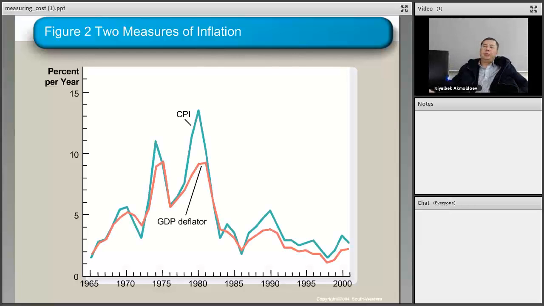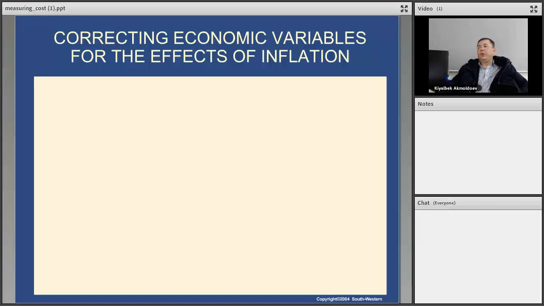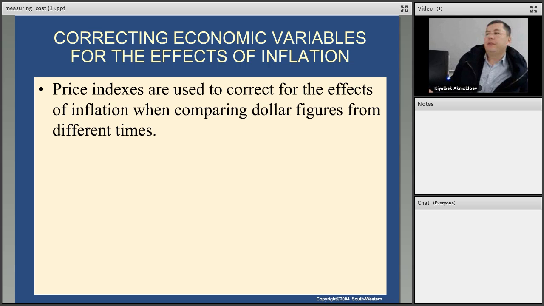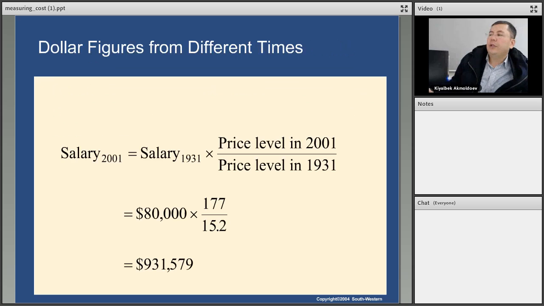We see that CPI is more dominant than GDP deflator because CPI is bought mostly from the people. Now, correcting the economic variables for the effect of inflation. Price indexes are used to correct the effects of inflation when comparing figures from different years.